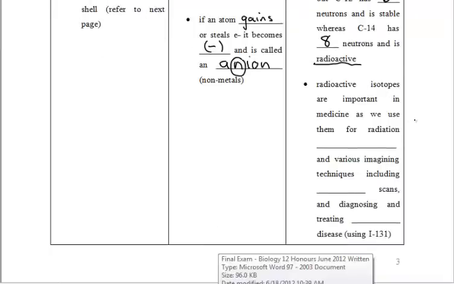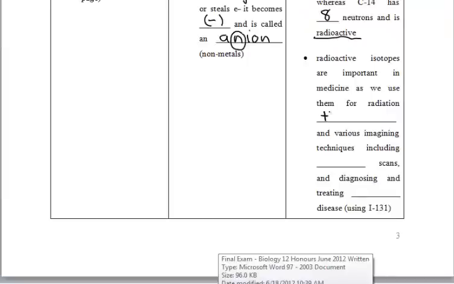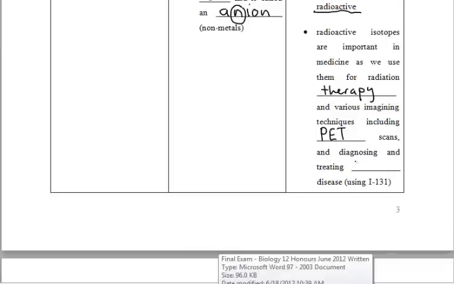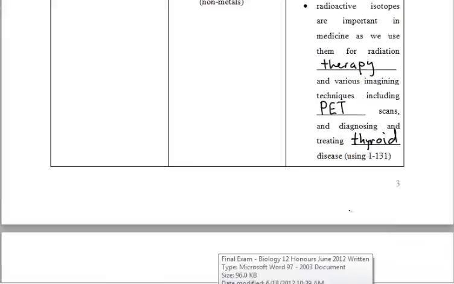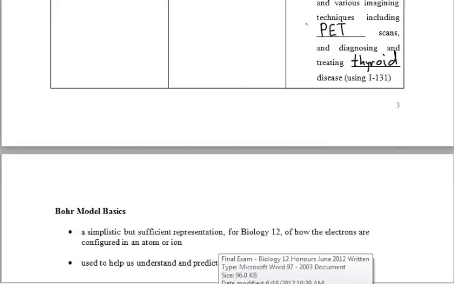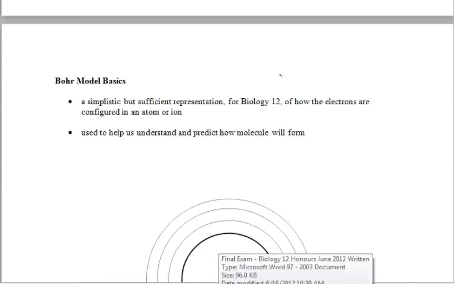Now, this is important in biology because radioactive isotopes are commonly used in medicine. In fact, we use them for radiation therapy and for various imaging techniques, including what's called PET scans for looking at soft tissues, and diagnosing and treating various diseases such as thyroid disease, where the radioisotope iodine-131 is used both to diagnose and treat the disease. So we'll hear these more throughout the year.